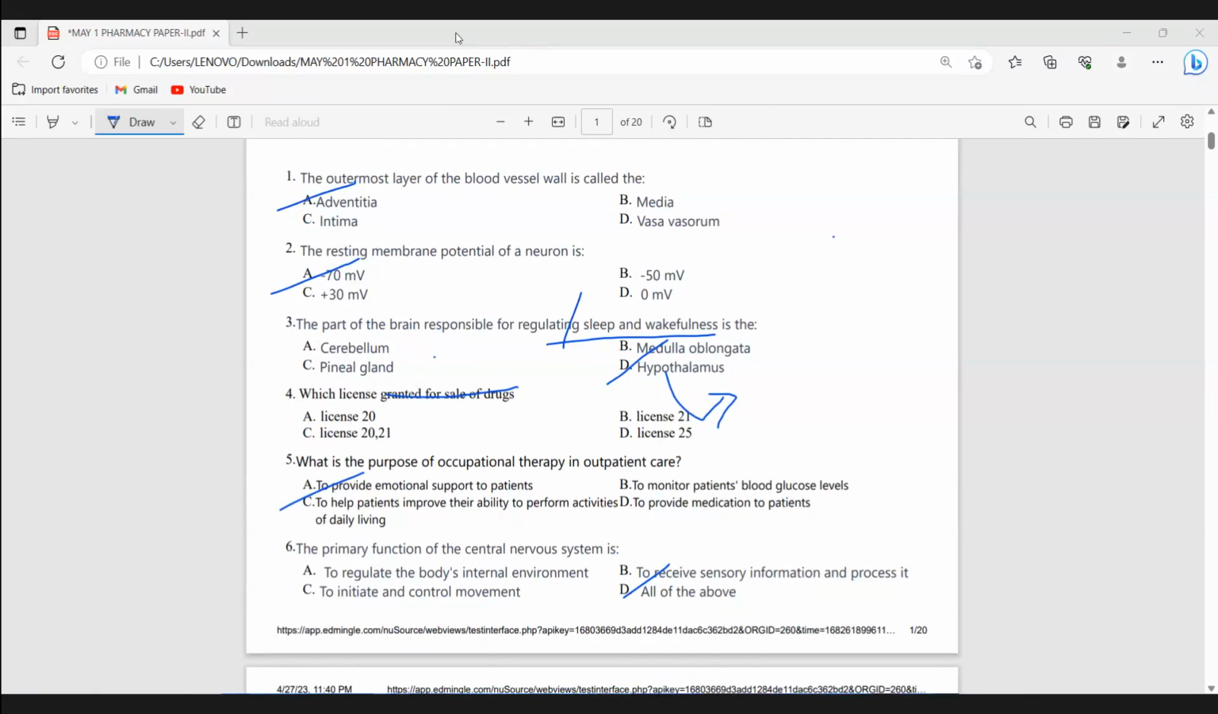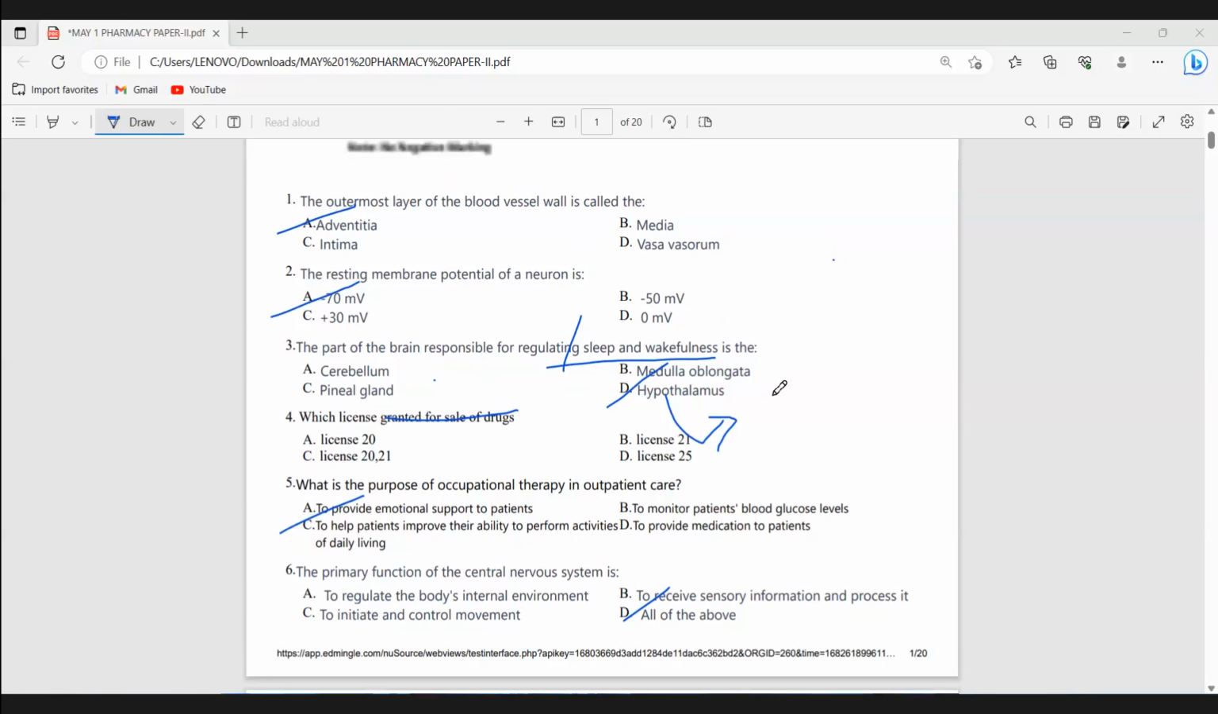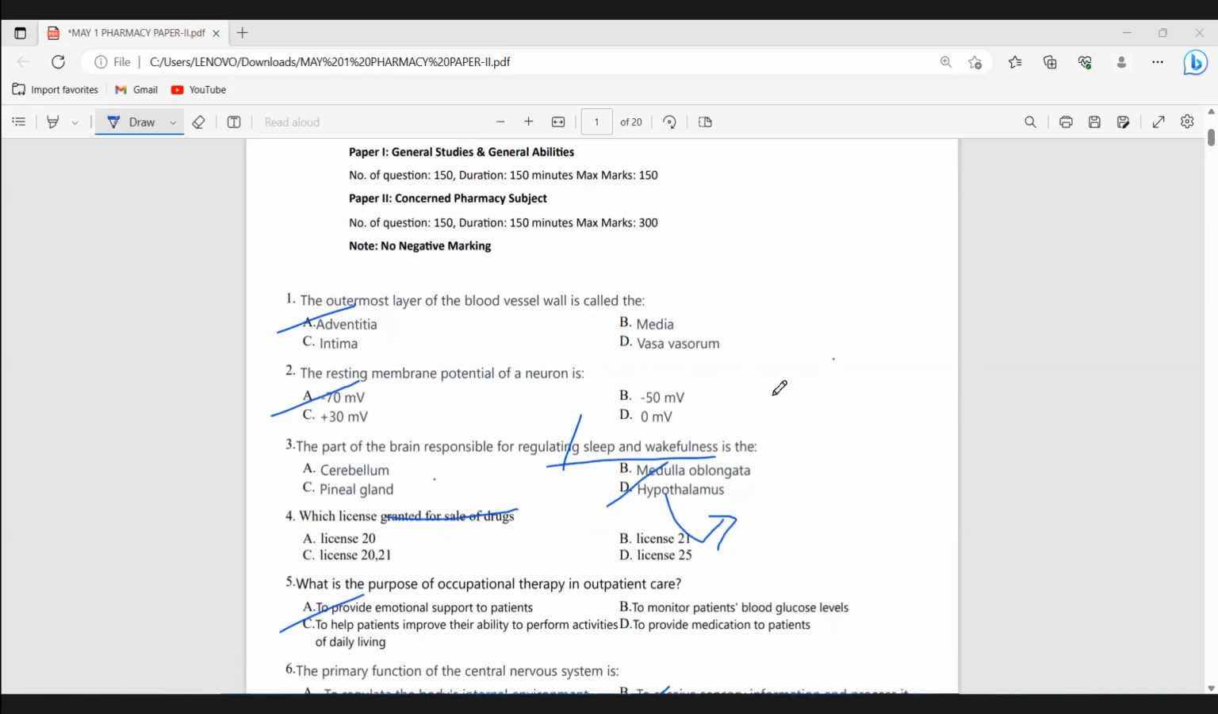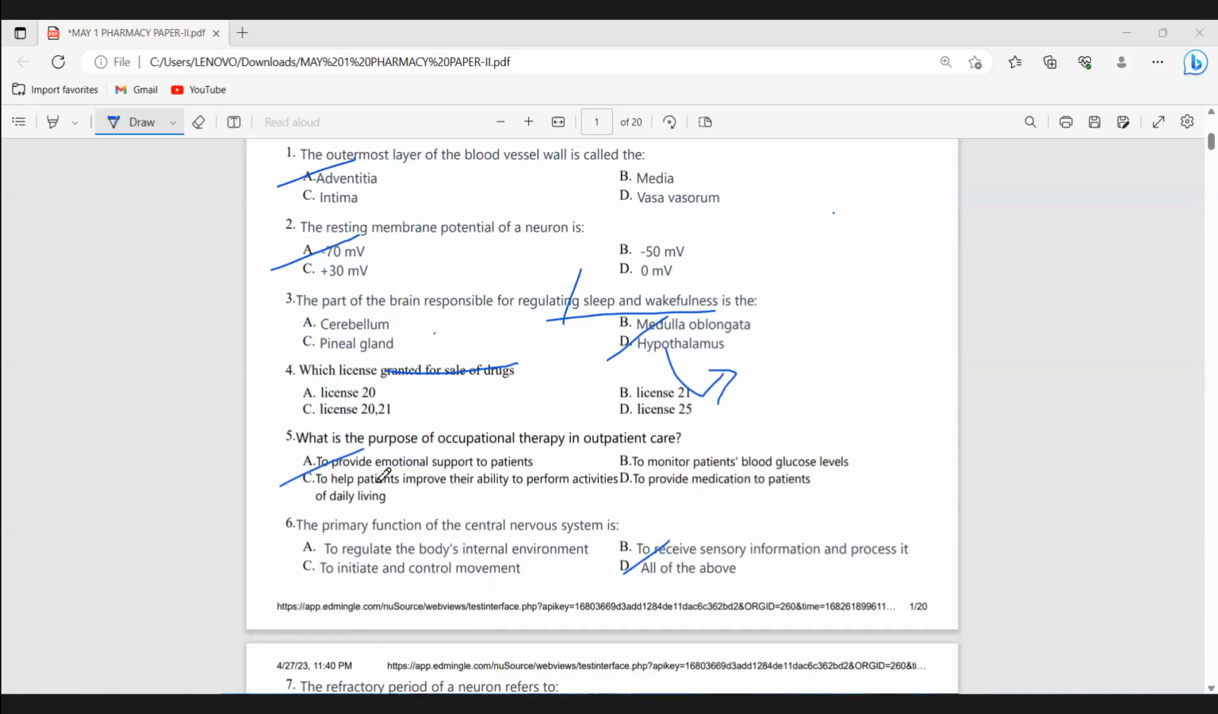No, it is not Form 25. It is 20D. Homeopathic drugs means it is 20D. They had given you the question license granted. It is not the application form. They had given you license granted.